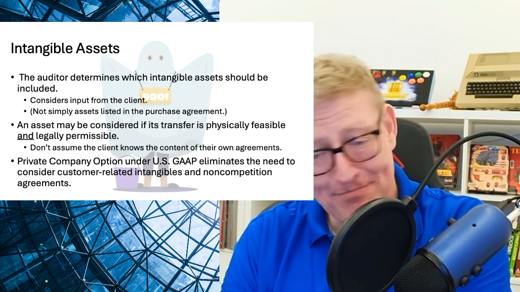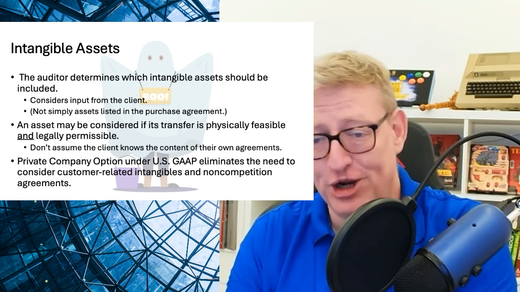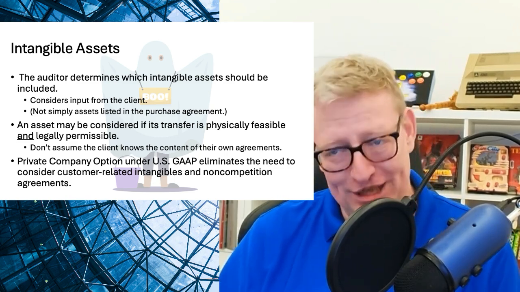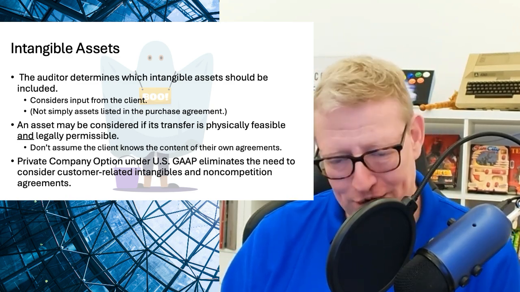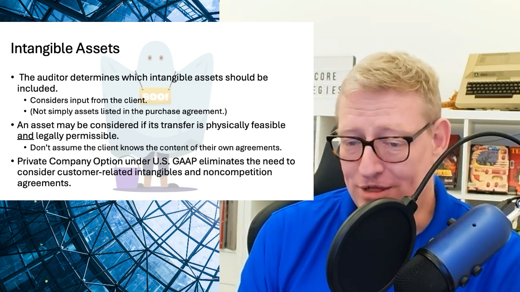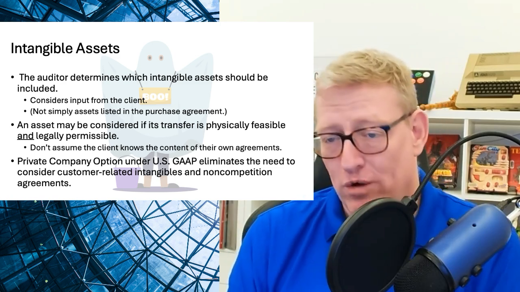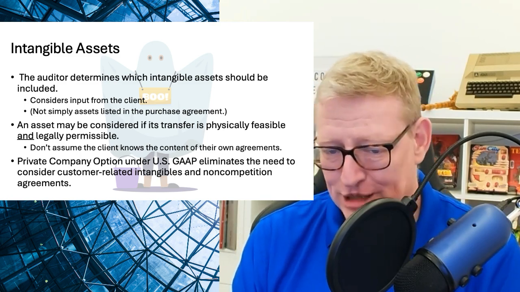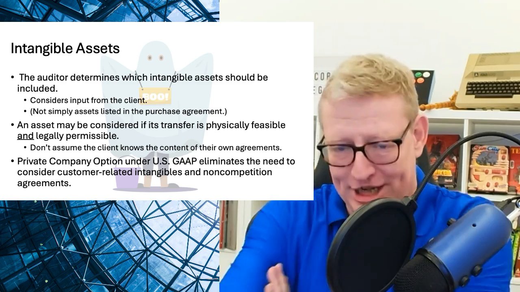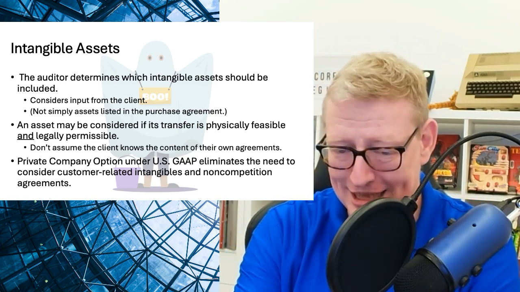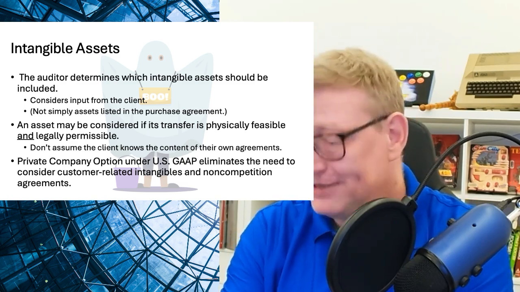Some assets may not be legally permissible for national security reasons, for example. You may not be able to transfer assets to a Russian buyer because if you did, it would violate US sanctions. Under US GAAP, there is something called the private company option, which potentially eliminates the need to consider customer-related intangibles and non-competition agreements, which is good because those are some of the more time-consuming intangible assets to analyze.